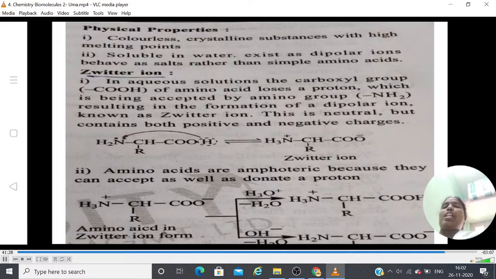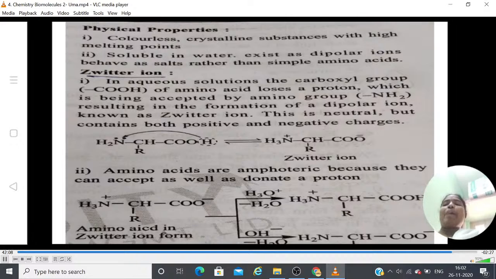Next point. Amino acids are amphoteric. Amphoteric means they act as both acid and base, because they can accept as well as donate a proton. For example, take the Zwitter ion, which has positive and negative charges. When this Zwitter ion reacts with water, particularly in the presence of acid, H plus is added to the COOH group.